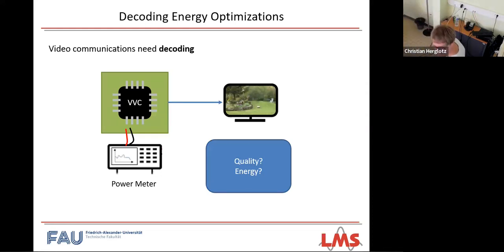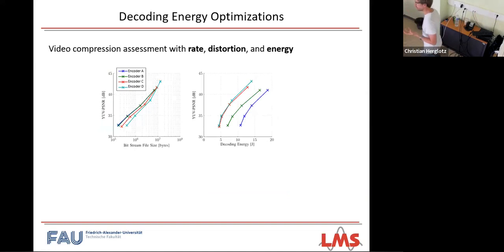Okay, so let's go into decoding. Video communications need decoding, as we all know, it's quite important. And what we did a lot since I began my studies, in fact, in Erlangen, we took some decoders that were available back then. We put them on our CPUs, and we bought a nice power meter, and we measured the power consumption of the decoder. And afterwards, we could play them on something, of course, on a TV, for example. And then we wanted to find out about the quality, about the energy, and if we can improve stuff.